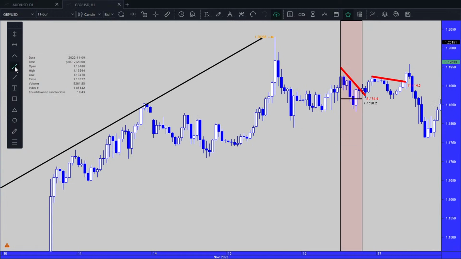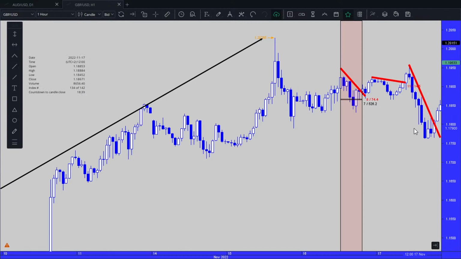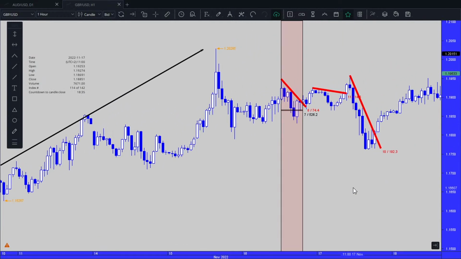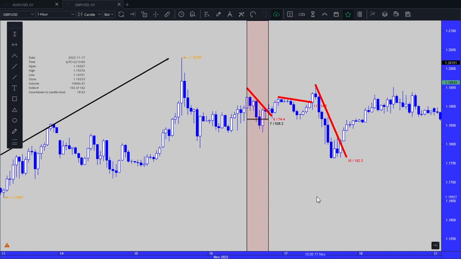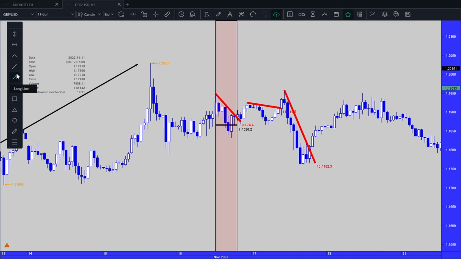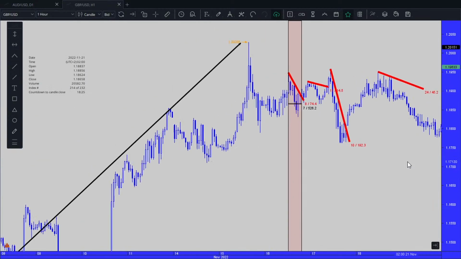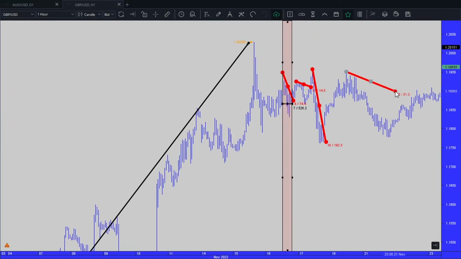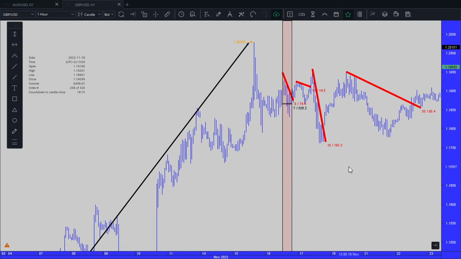Okay, do we have another entry? Yes, we do. And the market went up, up, up, up, up, up. We're waiting for retracements, right? Now this would be another one. The market making lower lows, lower highs. See, everybody, this is the one. We are going to enter here.